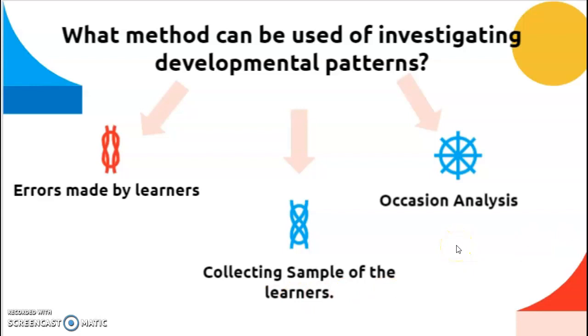The usual method for description of developmental patterns is obligatory occasion analysis, as I said before. This method was clearly described by Brown in 1973, and the procedure is as follows. First, samples of a learner's language are collected in the natural environment. Second, obligatory occasions for the use of specific target language forms are identified.